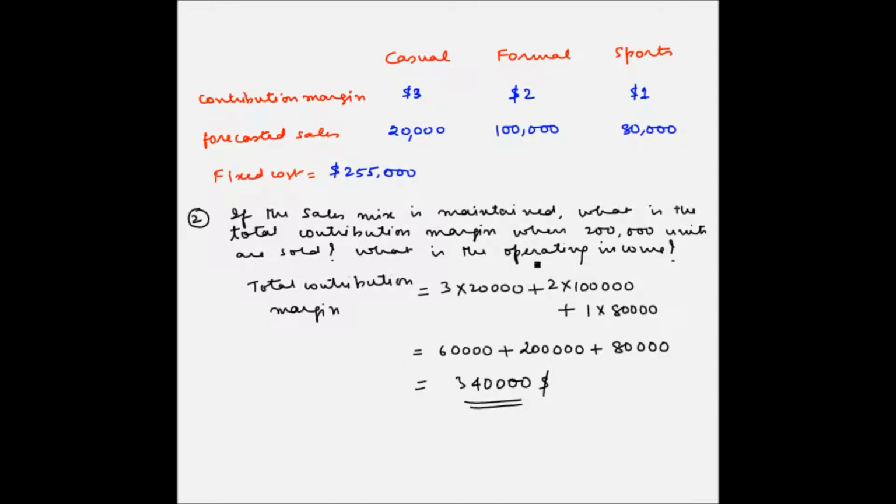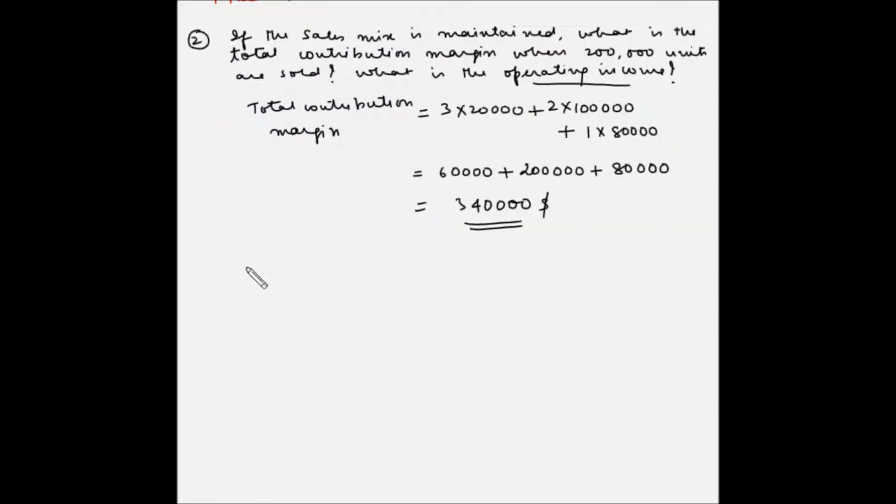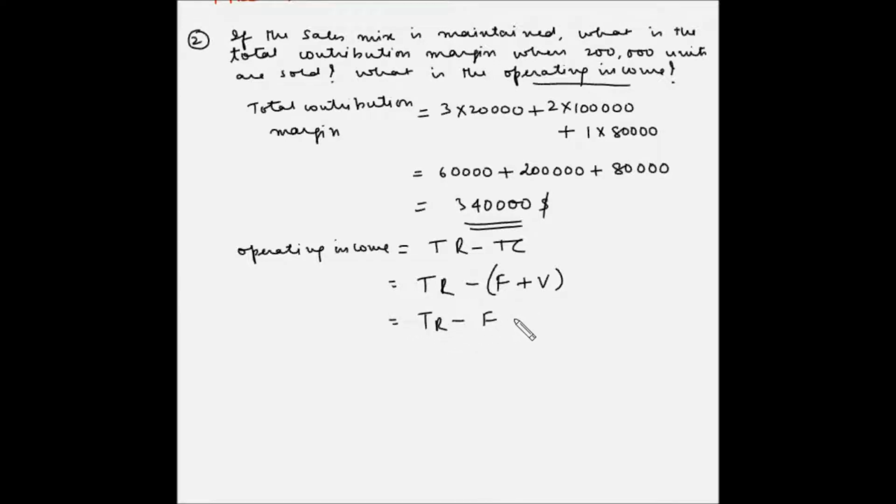Now the next part is to find out the operating income. So we know that operating income is equal to the total revenue minus the total cost. So this can also be written as total revenue minus the fixed cost plus the variable cost, because total cost is the addition of fixed cost and variable cost. So this is equal to total revenue minus fixed cost minus the variable cost. So opening the bracket here, so plus minus becomes minus. Now this is equal to TR minus V minus F.